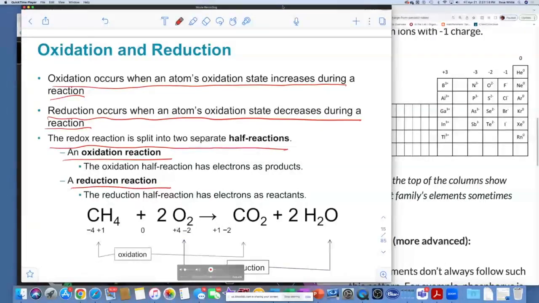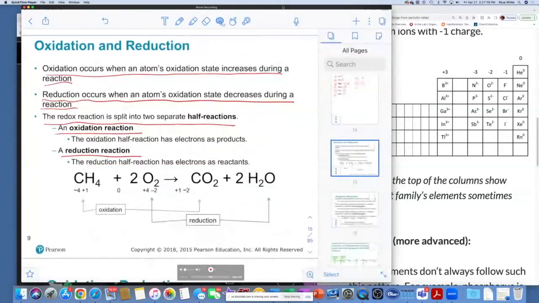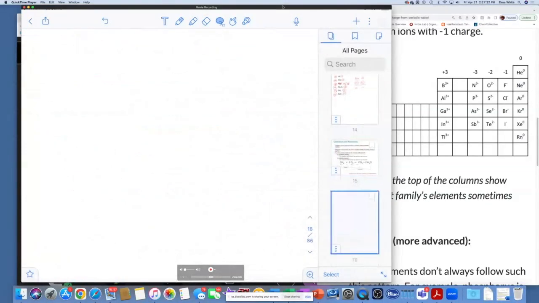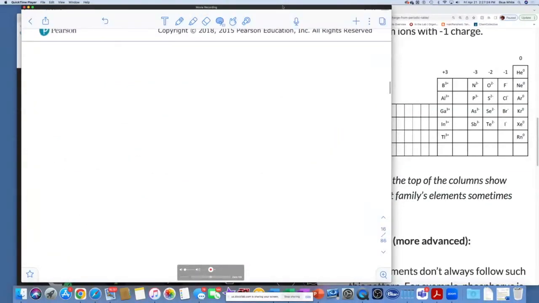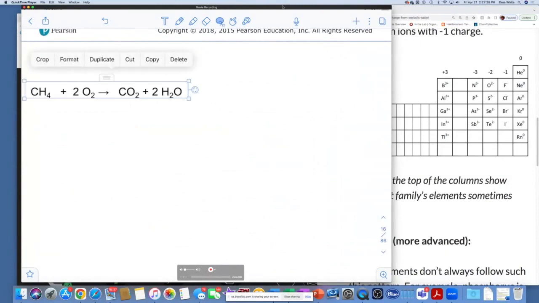Okay, so let's look at this chemical reaction here and tell what's oxidation, what's reduction. Now, one way you can tell real quick by the chemical reaction is oxidation or reduction is by looking and seeing if the oxygen is being added or not.